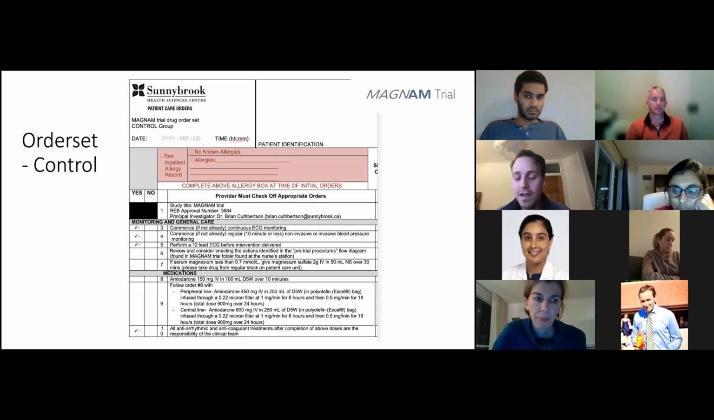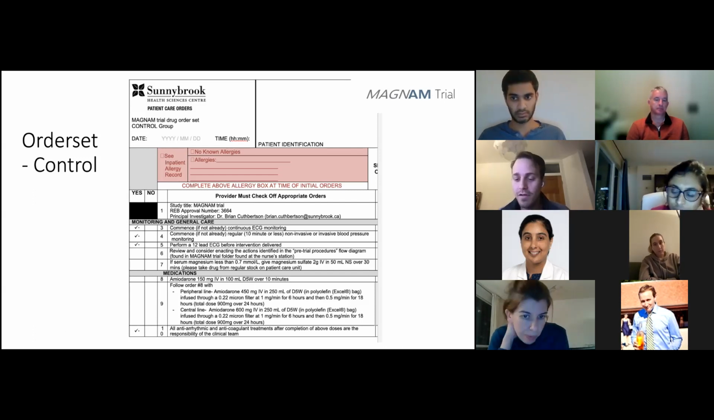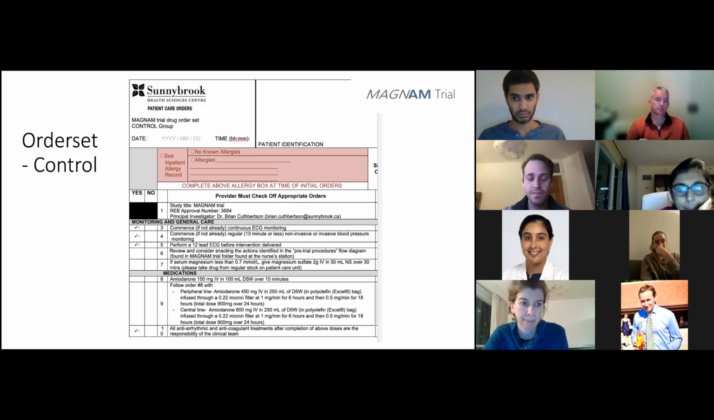The only limitation is that we wouldn't want it to be super therapeutic. You wouldn't target more than 1. You would target your normal magnesium level, more than 0.7, which is your usual ICU replacement. Does that make sense with everyone?